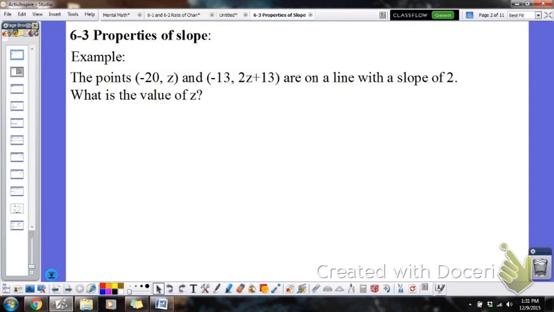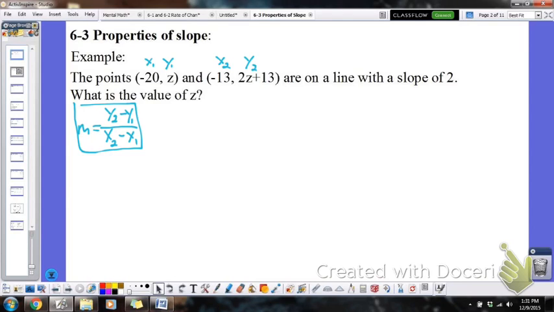But this does not change anything we know about slope. We know that slope is the change in y, so y2 minus y1 over the change in x, so x2 minus x1. And we're going to be able to use this formula to find out what z is equal to. So we're going to substitute my points into it and find out what z is. So I'm going to make negative 20 x1. z is going to be y1. Negative 13 is going to be x2. And 2z plus 13 is going to be y2.